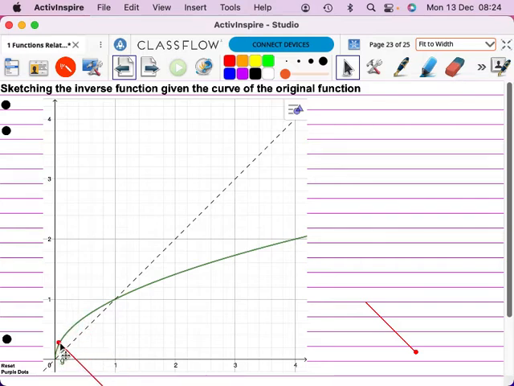Also, the reflection point has to be the same distance on this side of the mirror as the original point was on the other side of the mirror line, the point on the curve. And it also means that when we get to this point here, where the curve touches the mirror, there is no movement. The point stays put on the mirror line.